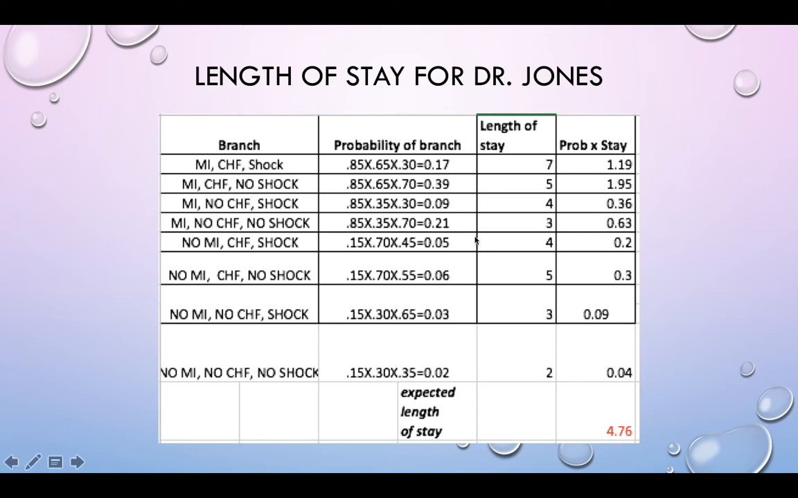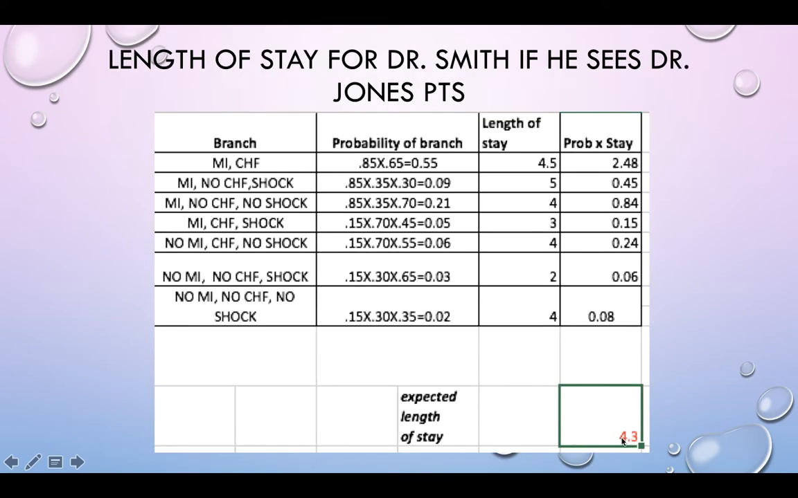And we will do the same for Dr. Jones. Again, you'll go through each branch, figure out the probability, multiply it by the length of stay, and then you would get an expected length of stay of 4.76 days for Dr. Jones. For the length of stay for Dr. Smith, if he sees Dr. Jones' patients, will be 4.3 days.